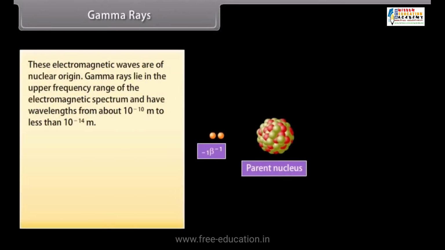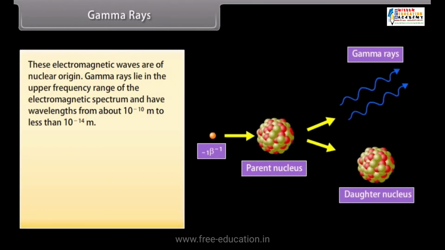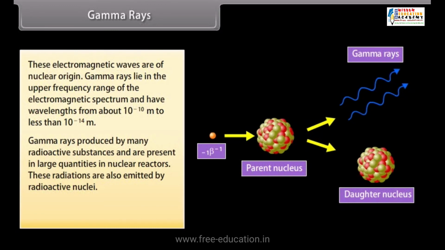These electromagnetic waves are of nuclear origin. Gamma rays lie in the upper frequency range of the electromagnetic spectrum and have wavelengths from about 10^-10 meter to less than 10^-14 meter. Gamma rays are produced by many radioactive substances and are present in large quantities in nuclear reactors. These radiations are also emitted by radioactive nuclei. They are used in medicine to destroy cancer cells.